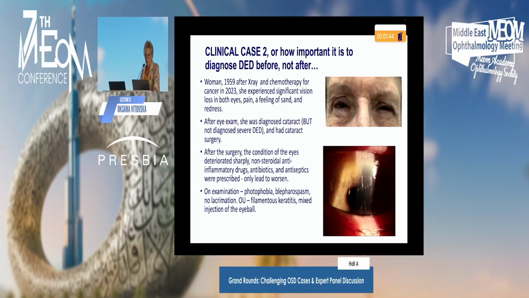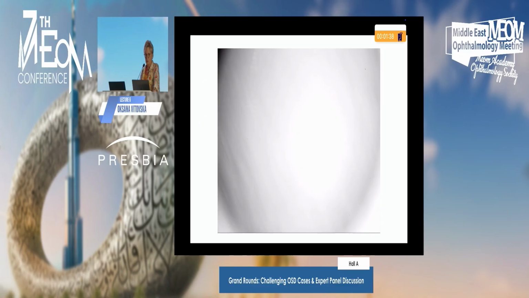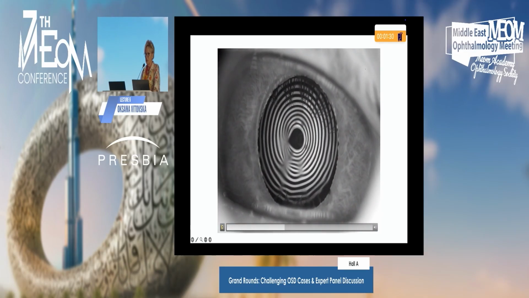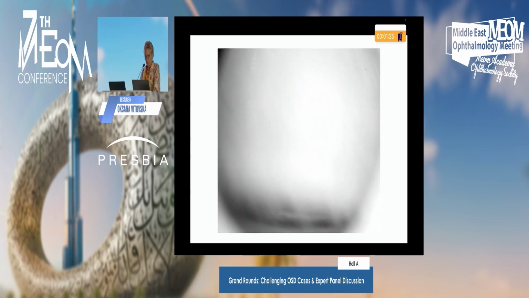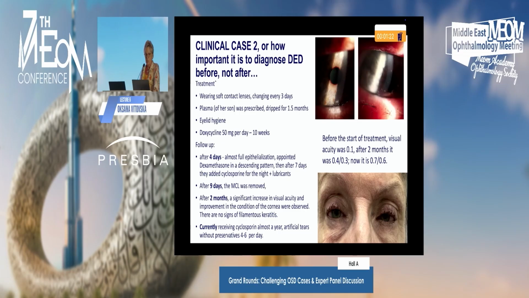You can see photophobia, blepharospasm, no lacrimation, filamentous keratitis, mixed injection of the eyeballs, and if we start the video here, you will see almost no lacrimation, the lady just opens her eyes, the tear layer is broken. And then treatment. We prescribed soft contact lenses, changing every 3 days, then plasma, but from her son, because she had some common diseases, and we decided not to use her own autoplasma, eyelid hygiene, doxycycline for 10 weeks, and then follow-up.